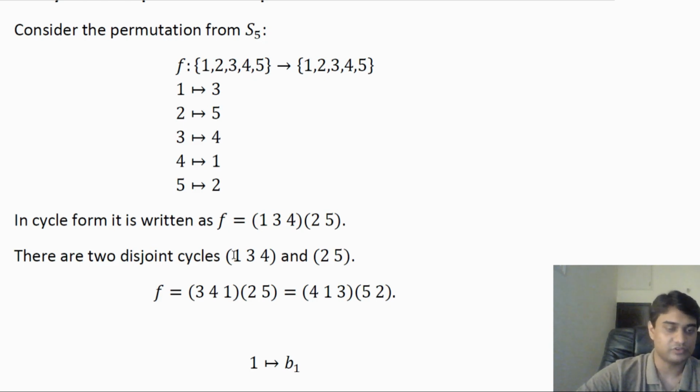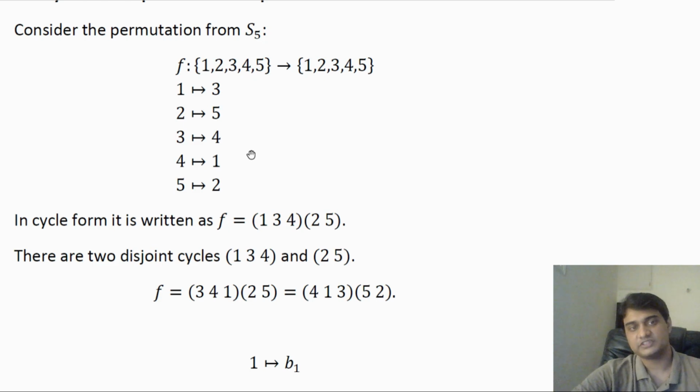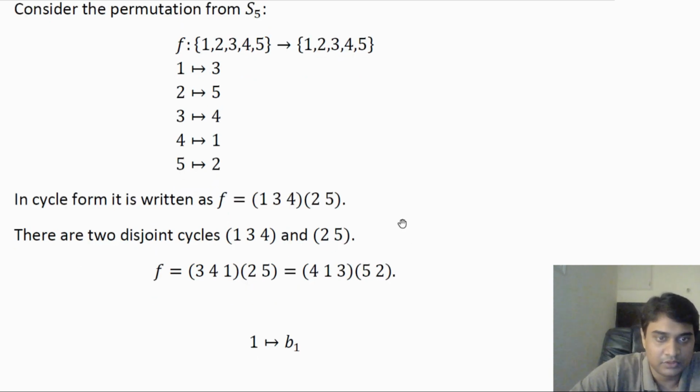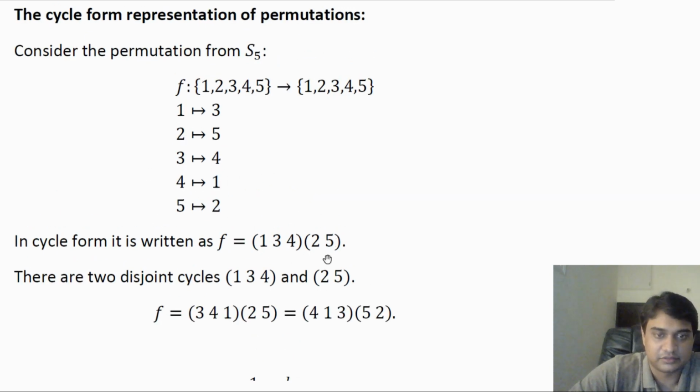1, 3, 4 have appeared. The remaining are 2 and 5. Again, we start with the smaller index first. We start with 2, and 2 is mapped to 5, so we write 5, and then 5 is mapped back to 2. So we close this cycle here, and this means 2 is mapped to 5, and 5 is mapped back to 2. So in cycle form, we write the permutation like this.